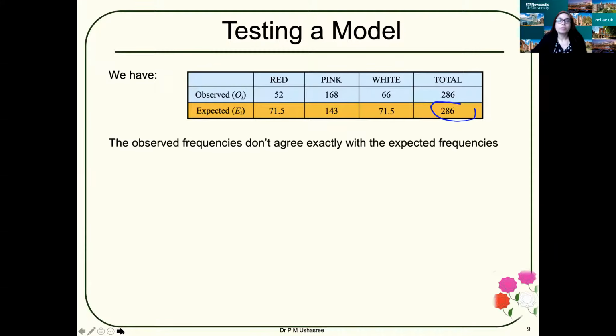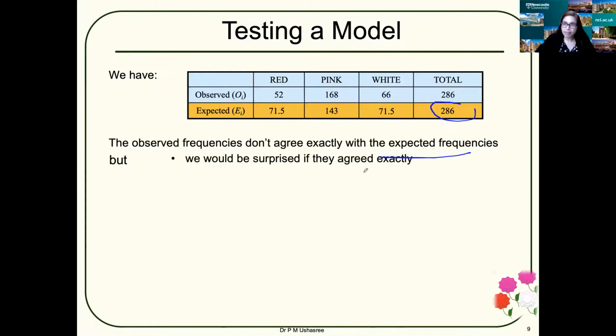The observed frequencies don't agree exactly with the expected frequencies. You can see that 52, 71.5, 168, 143. It's not the exact value that her theory has given us, isn't it? But we would be surprised if the theory and the experimental data had matched exactly. Again, are they close enough to say that the theory is correct? Can you say that the theory is correct based on this?